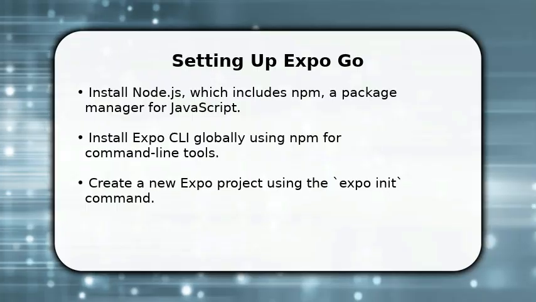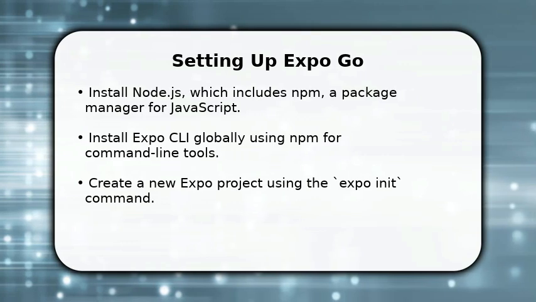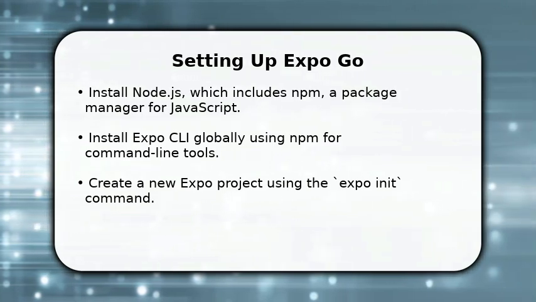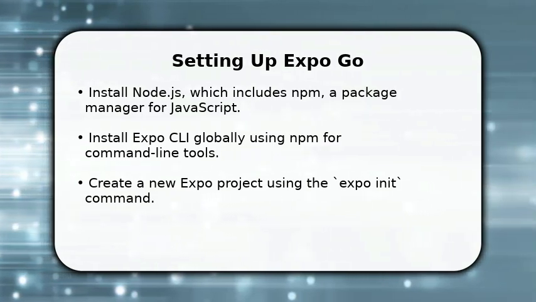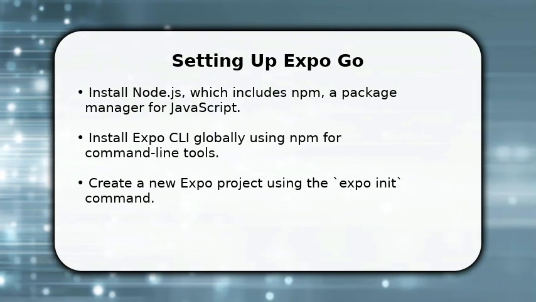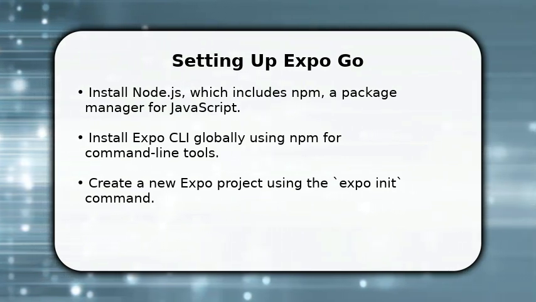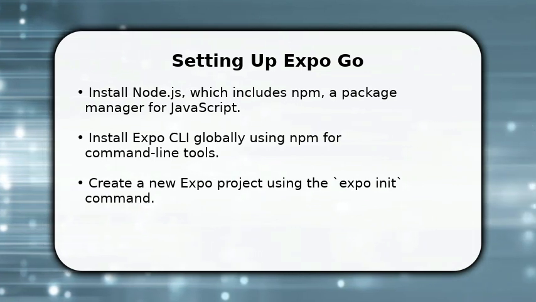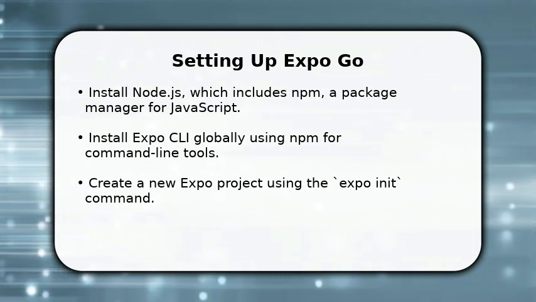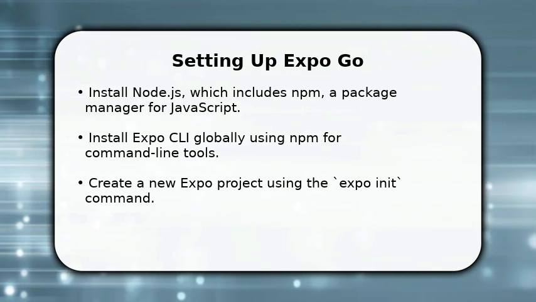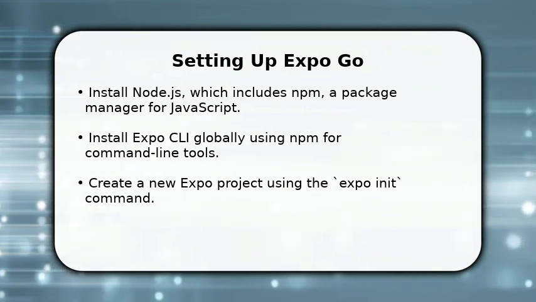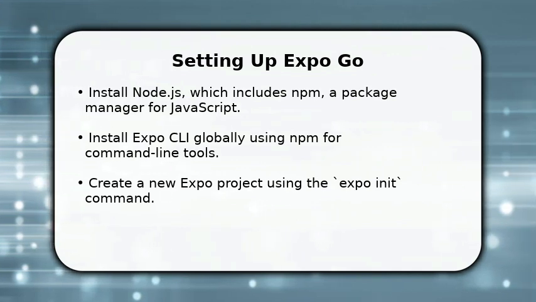Enjoy the video. In this video, I will explain how to set up Expo Go. First, you'll need to install Node.js, which comes with NPM, a powerful package manager for JavaScript. Next, open your terminal and install the Expo CLI globally by running npm install -g expo-cli. This command gives you access to all the essential Expo tools.